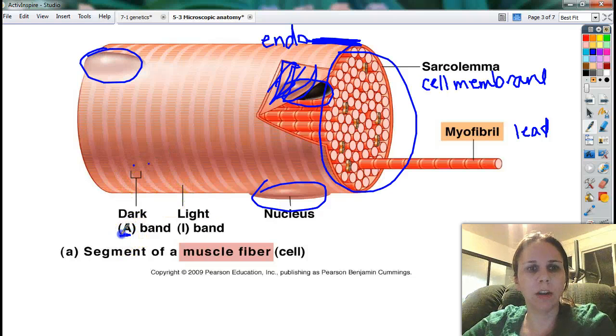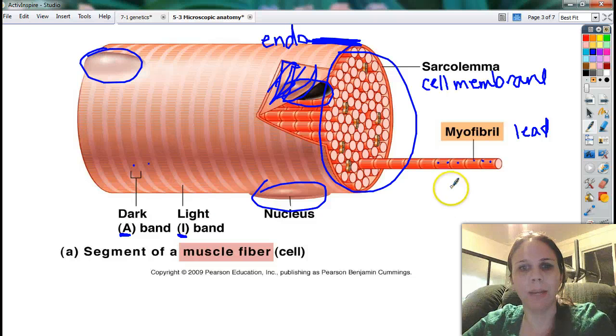The dark bands they call A bands. The light bands they call I bands. And that has to do with these little stripies right here. So we'll get into that in a minute. Okay, so we're going to go into the structure of a myofibril because that's the actual part that contracts in the cell, causing the muscle to shrink.